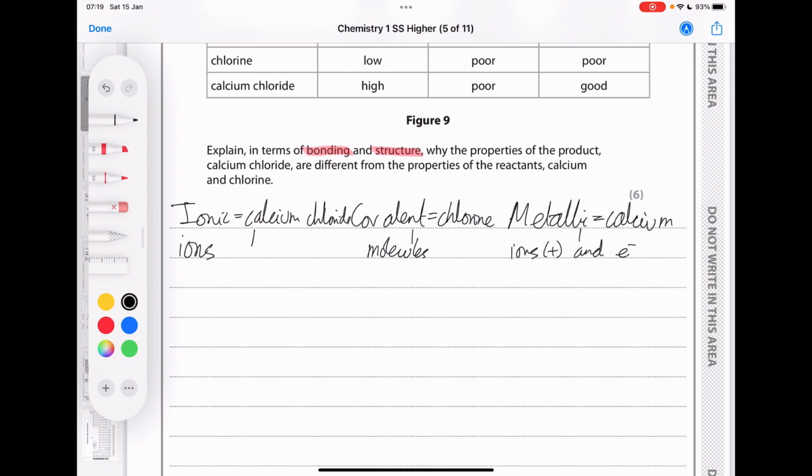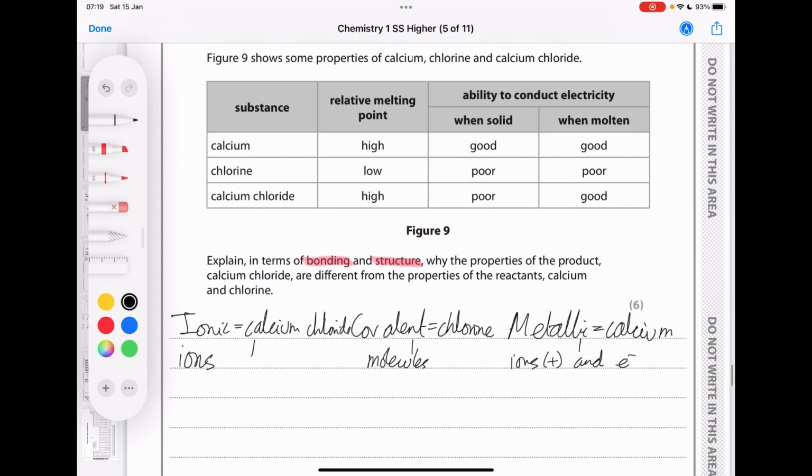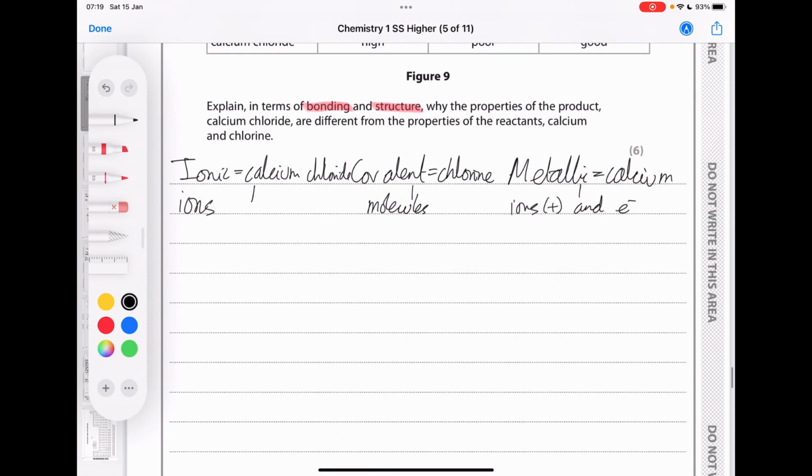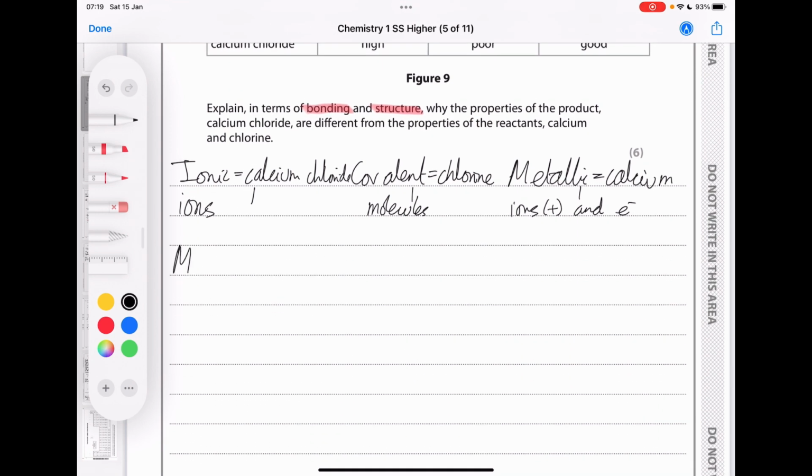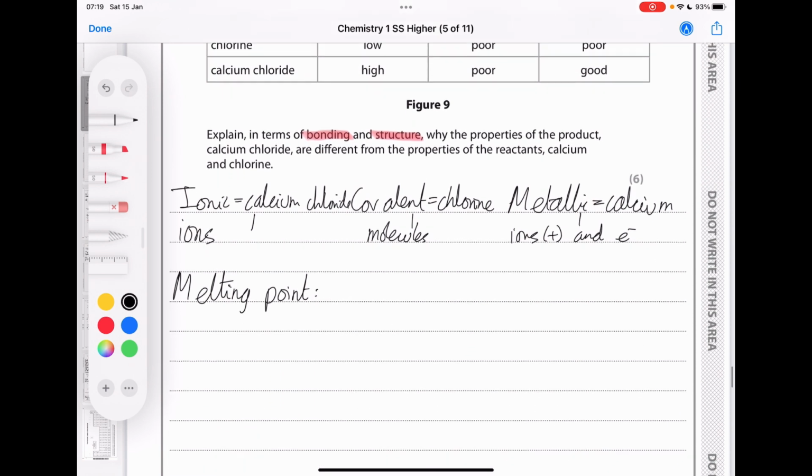Going through these then, there's two ways of answering this. We could start off with one property in turn and go through all the substances and move on to the next property, or you could pick a substance and go through all the properties for that substance. It's probably easier to do it property by property and deal with the substances at the same time. So, if we take melting point first. We have got calcium, which has got a high melting point.